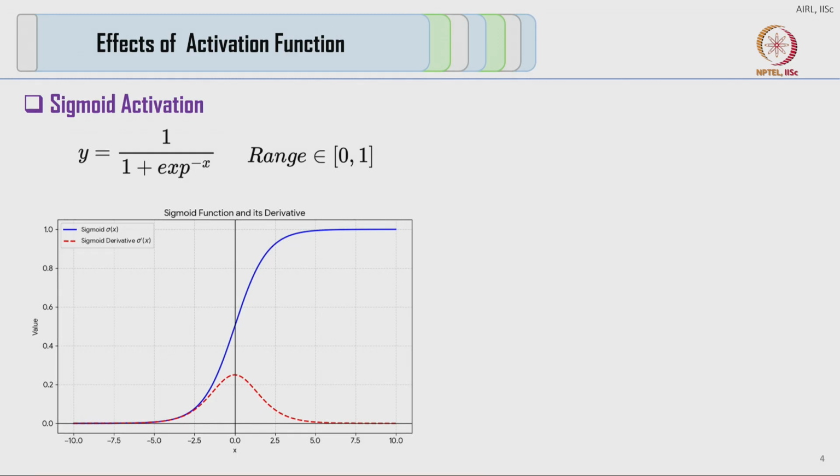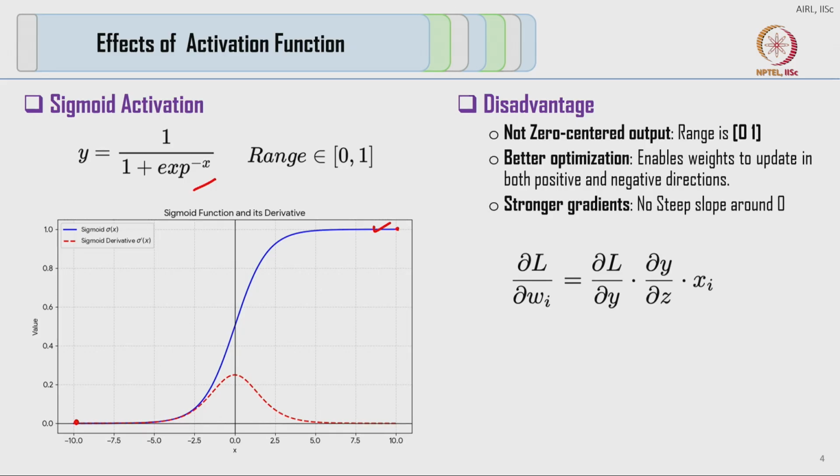Okay. Now let's go over the effects of the activation function. Let's take sigmoid activation as an example. Sigmoid activation is defined as y is equal to 1 upon 1 plus exponential of minus x. In this particular graph that we see, the blue curve is actually the sigmoid activation function, and we can see that its range goes from 0 to 1. Now the curve in red actually highlights the derivative of this activation function, right?